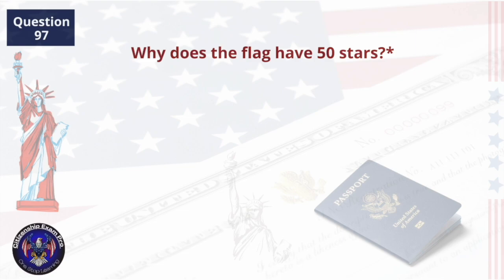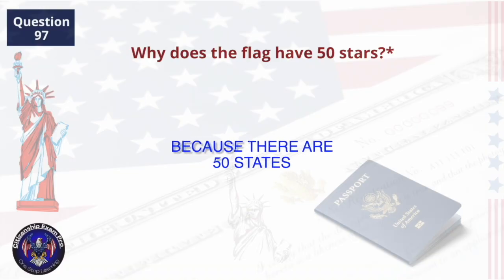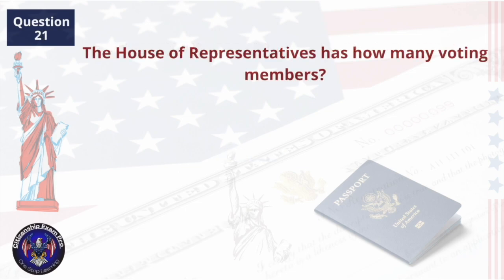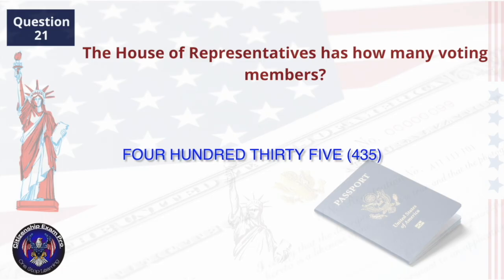Why does the flag have 50 stars? Because there are 50 states. How many justices are on the Supreme Court? 9. The House of Representatives has how many voting members? 435.